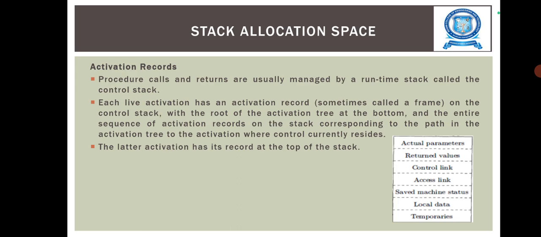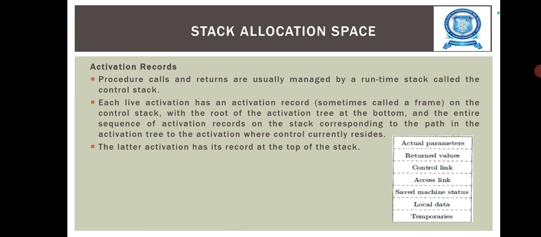First, we are going to see the temporary values. These arise from the evaluation of expressions, in cases where those temporaries cannot be held in registers. The next one is local data belonging to the procedure whose activation record this is, and a saved machine status with information about the state of the machine just before the call to the procedure. Then the access link may be needed to locate data needed by the called procedure but found elsewhere, for example in another activation record. The control link points to the activation record of the caller.